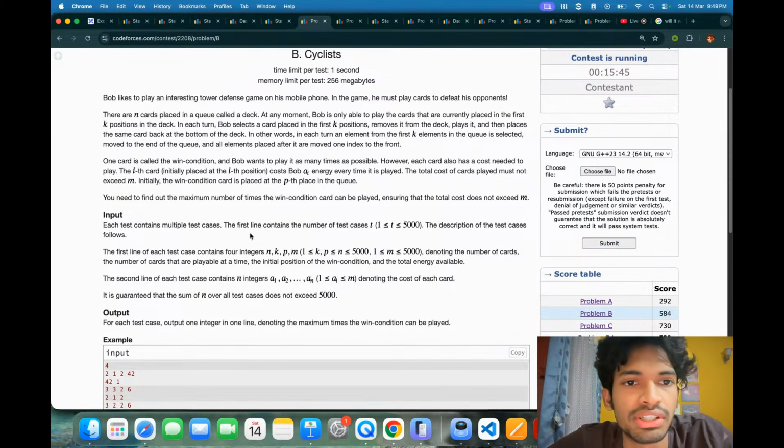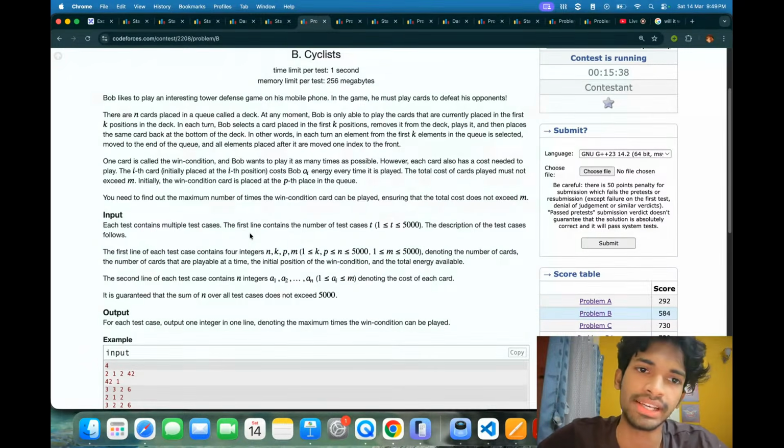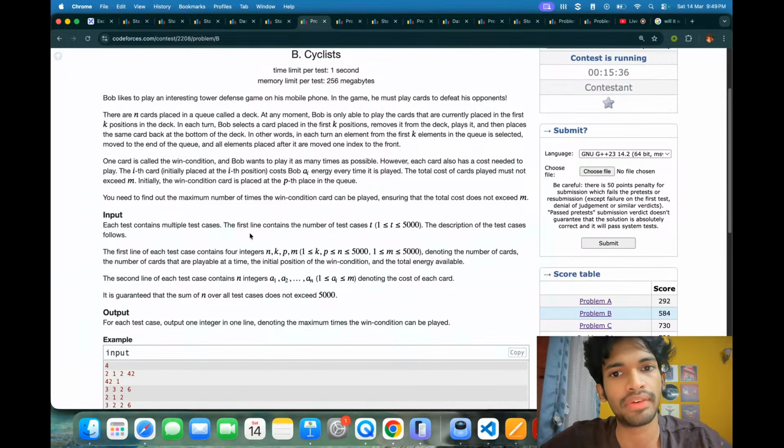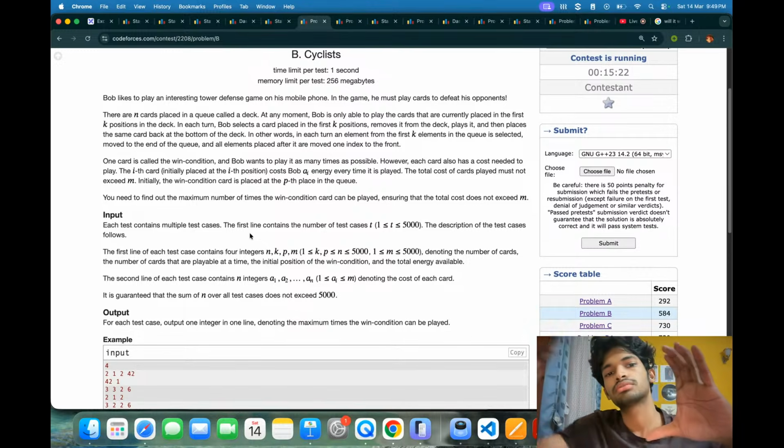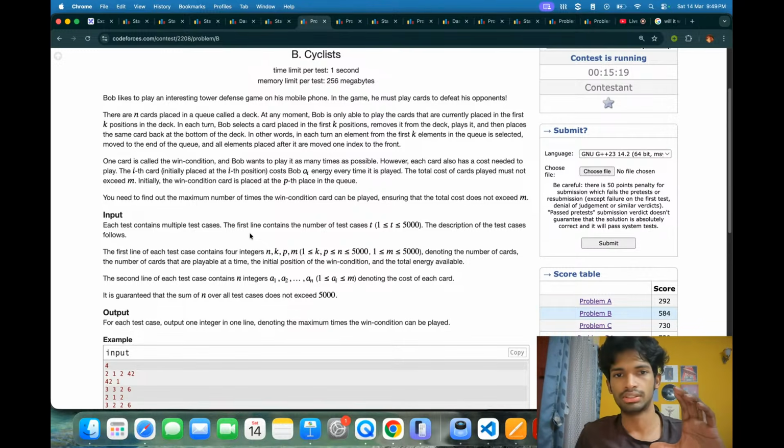Bob likes to play an interesting tower defense game on his mobile phone. In the game, he must play cards to defeat his enemies. There are n cards placed in a queue called the deck. At any moment, Bob is only able to play the cards that are currently placed in the first K positions in the deck. In each turn, Bob selects a card placed in the first K positions, removes it from the deck, and places the same card back at the bottom of the deck. In other words, in each turn, an element from the first K elements in the queue is selected and moved to the end of the queue.